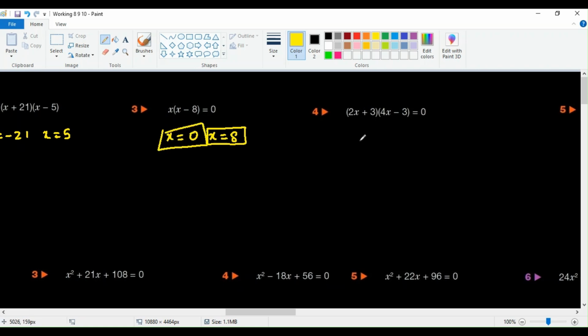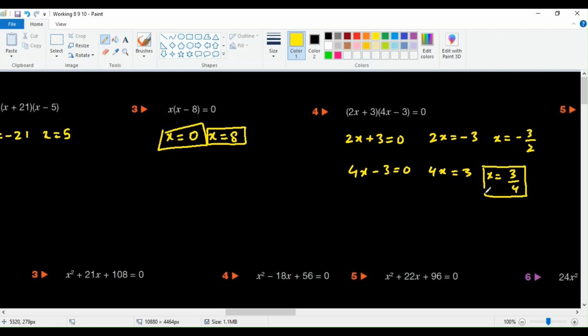When it comes to question number 4, it says 2x plus 3 equals 0 and 4x minus 3 also equals 0. That means 2x equals negative 3 and here 4x equals positive 3. So the first value is going to be x equals negative 3 over 2 and the second value is going to be x equals 3 over 4. These are going to be accepted answers for this type of question if you get it in your test, homework or anywhere you're working.